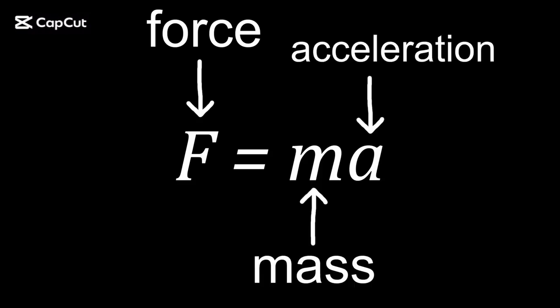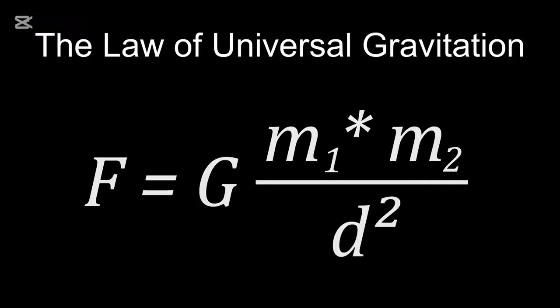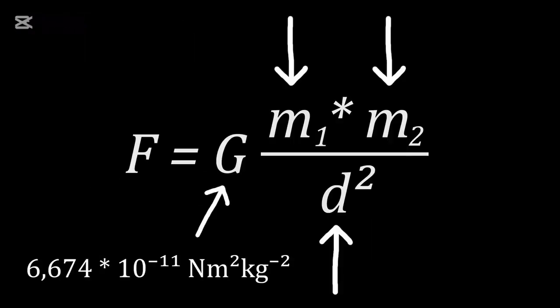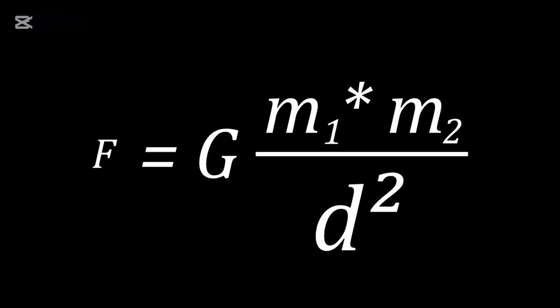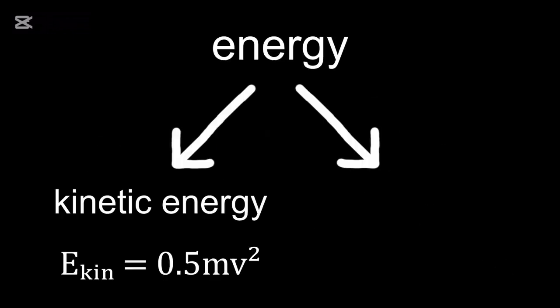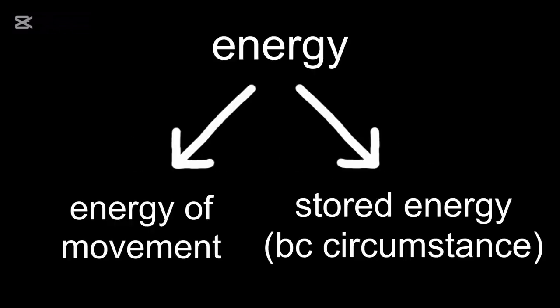Force equals mass times acceleration. The law of universal gravitation: given their mass and distance, times a constant. As the distance increases, the force gets smaller by the square. Two main kinds of energy: kinetic energy and potential energy. In plain English, energy of movement and stored energy due to some circumstance.